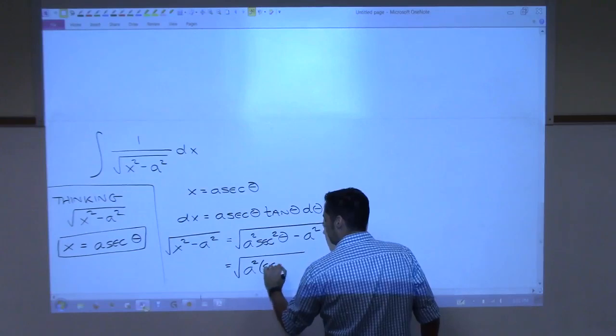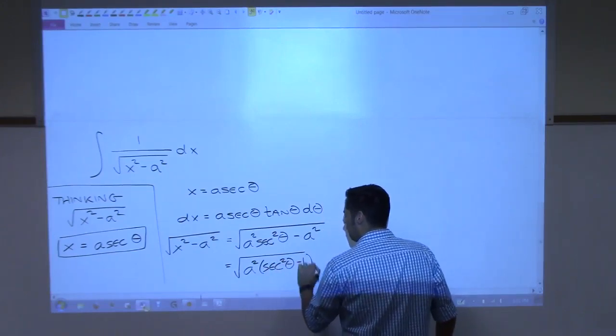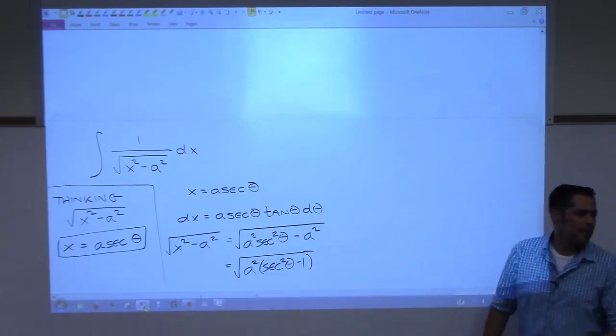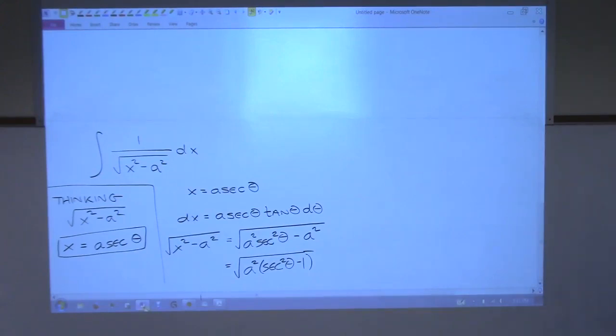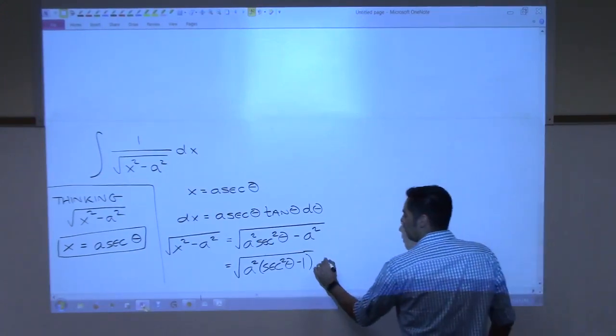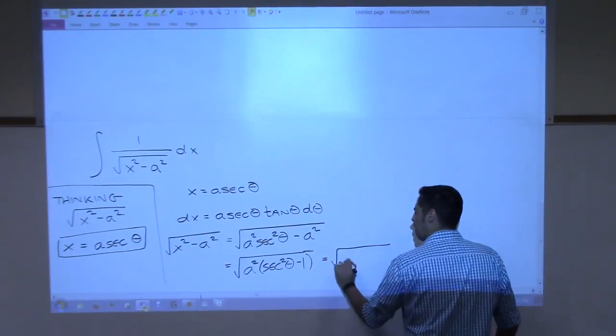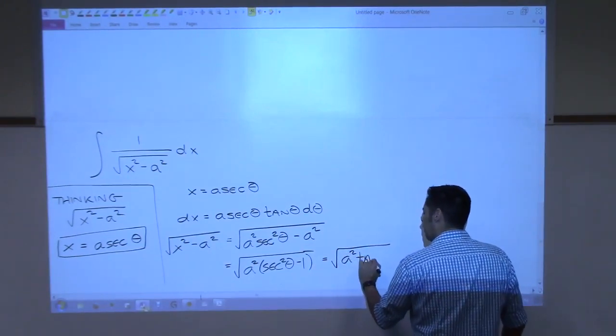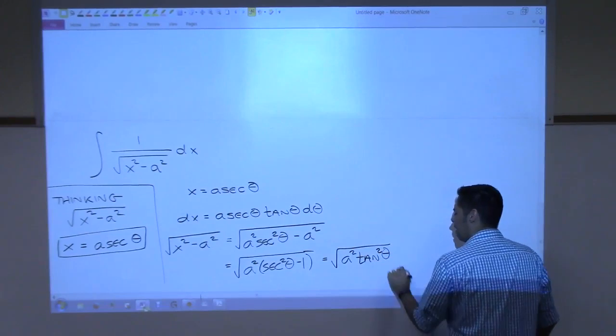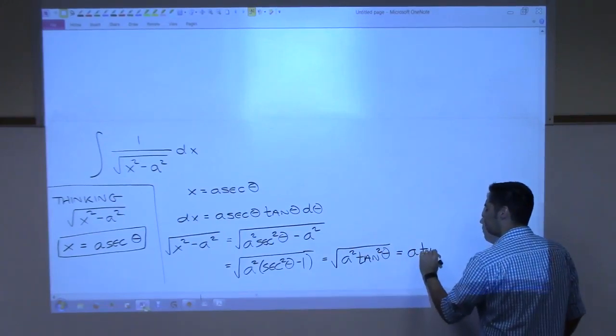You got that identity, secant squared theta minus 1 again. See, that's always going to happen. Every single time you do this substitution, that will always happen. And you're going to turn out getting, at the end here, square root a squared tan squared theta. And finally, a tan theta.